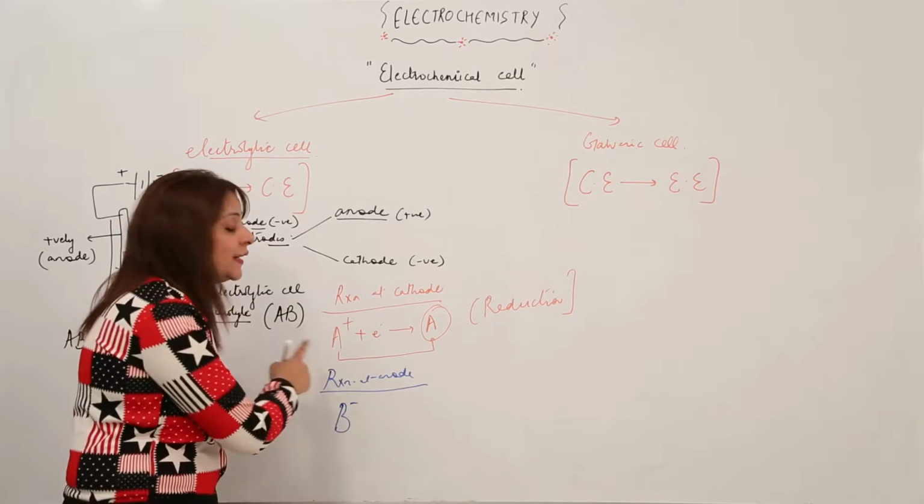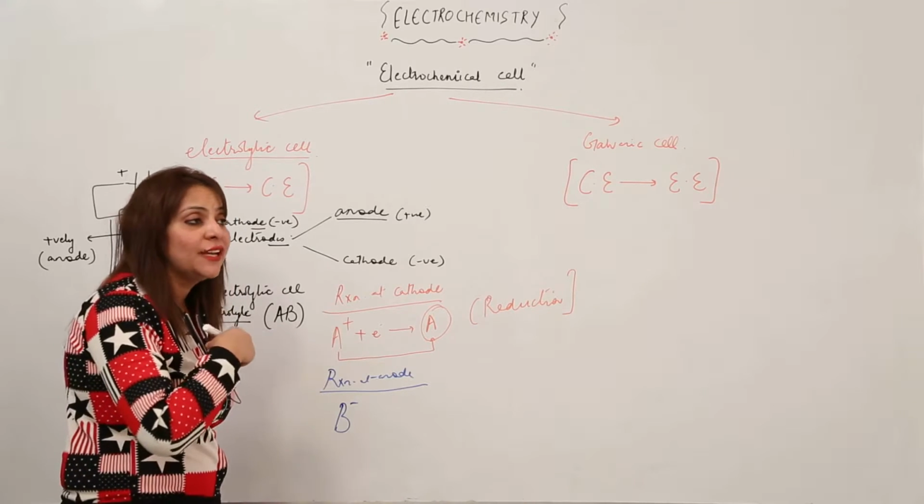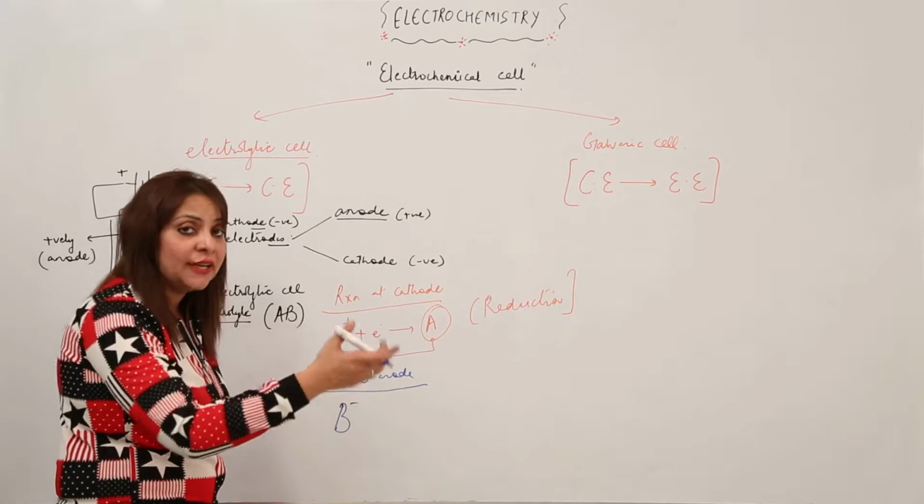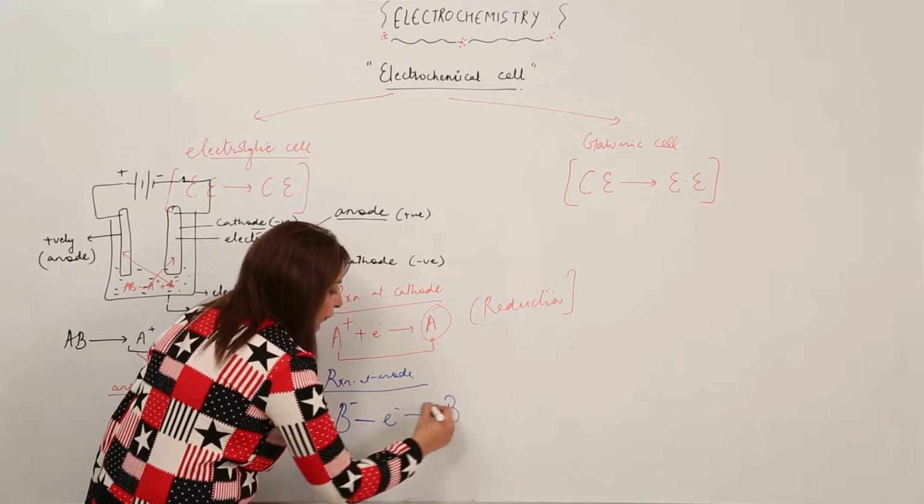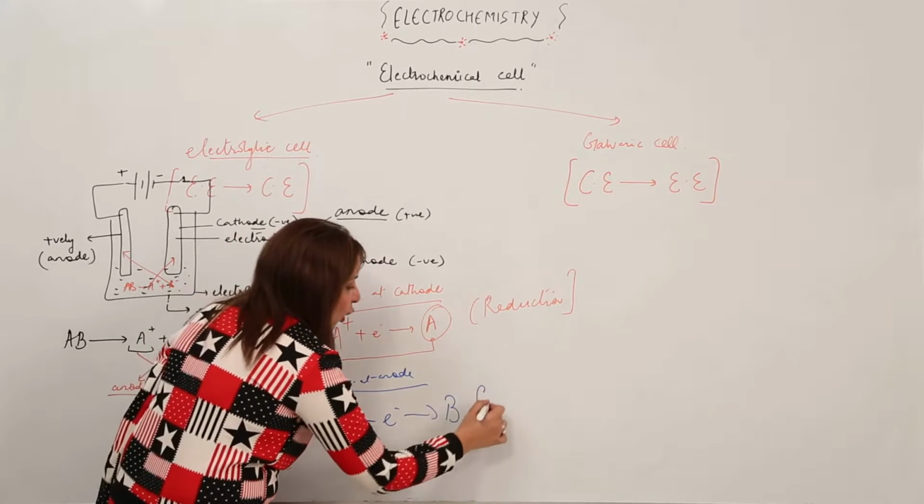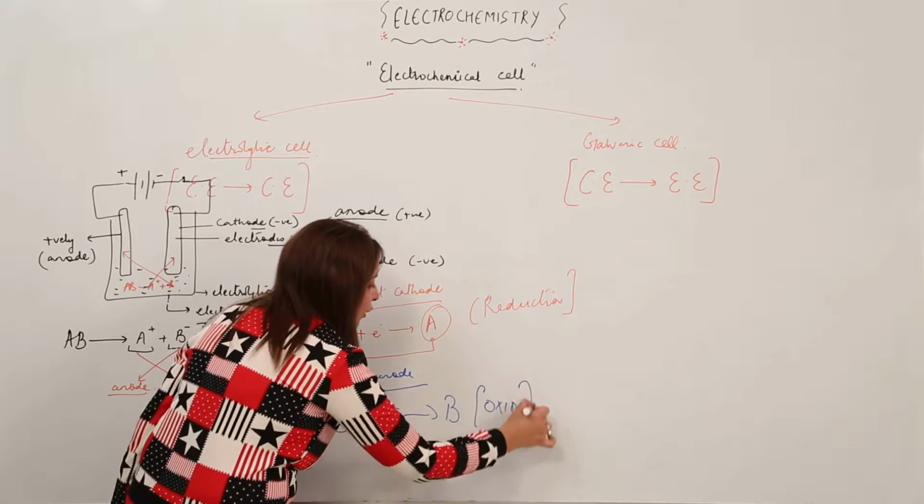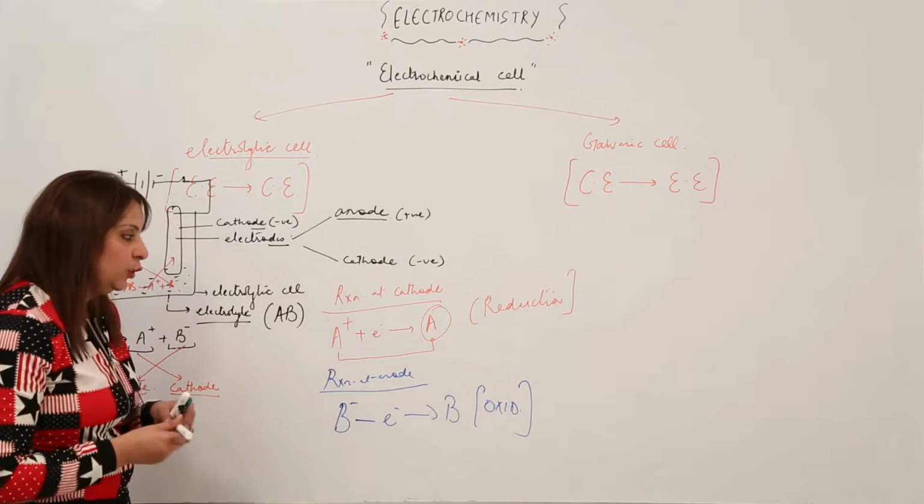So what will it do at the anode? It will just give back the electron which it has already accepted. That means one electron, and this leads to the formation of B. So the oxidation, loss of electron, occurs at the anode, right.